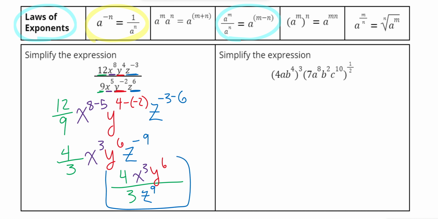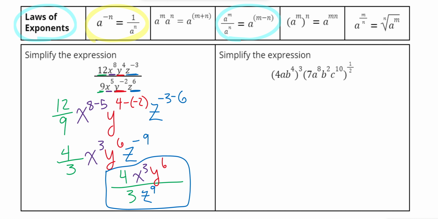So the 3rd power. I would do 4 to the 3rd power, then a to the 3rd power, then b to the 4th is being taken to the 3rd power, and I need to multiply those two. So 4 times 3 is 12, so this is b to the 12th power.